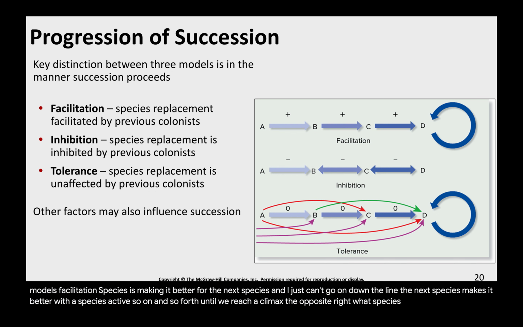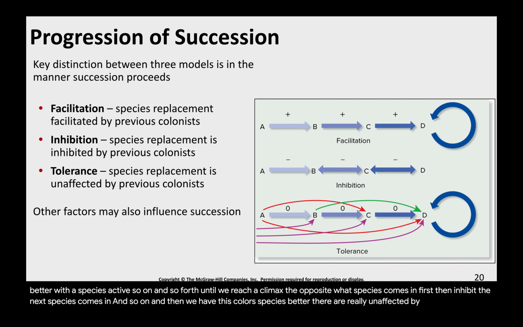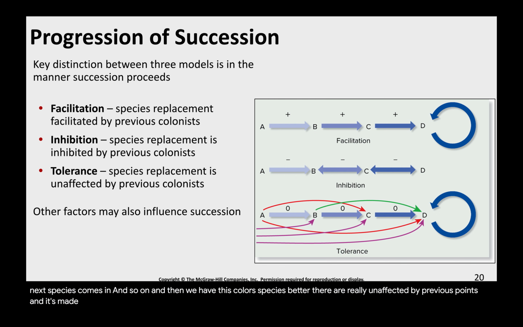Inhibition is the opposite. The species that comes in first can inhibit the next species from coming in. And if another species comes in, that species could inhibit a third species from coming in, and so on. And then we have tolerance, where the species that are there are really unaffected by previous colonists, and it's really competition between these species that is more at play.